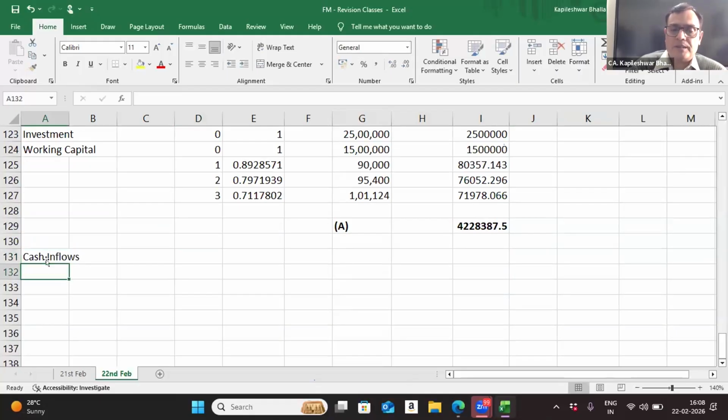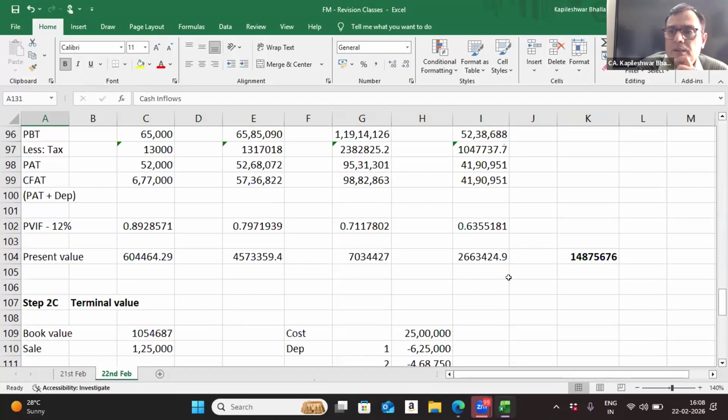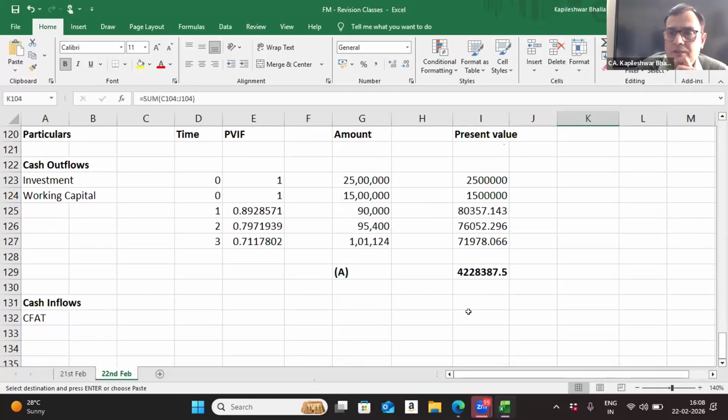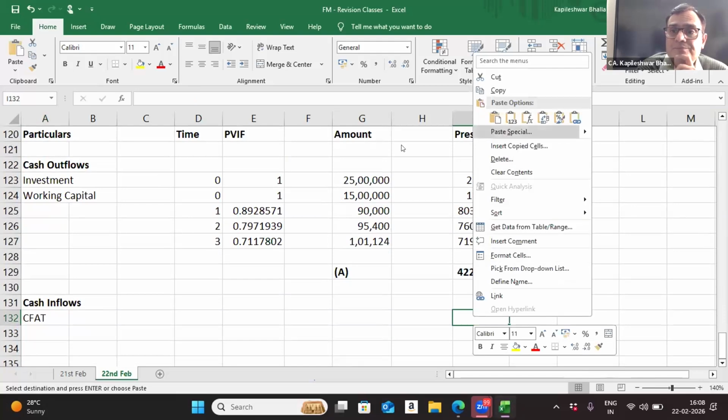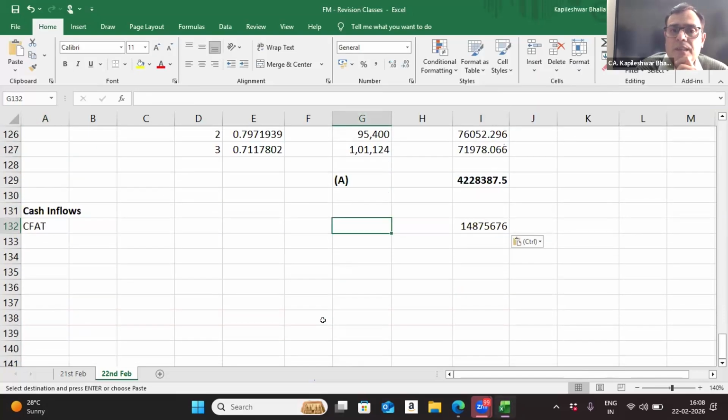Then I think we go ahead and consider the cash inflows. So cash inflows, CFAT is there. And I think that we can directly take it from the working note, that is 2B. We organized that information earlier. We take this figure, and we'll just fit in this CFAT out here. Okay, so this is done.